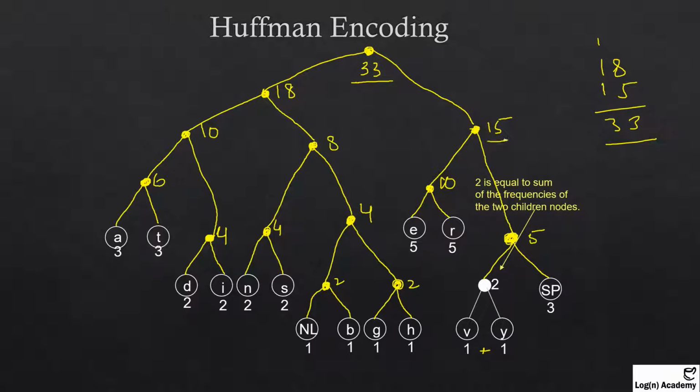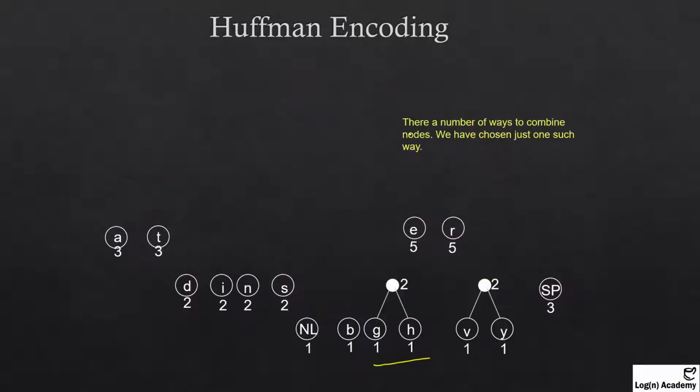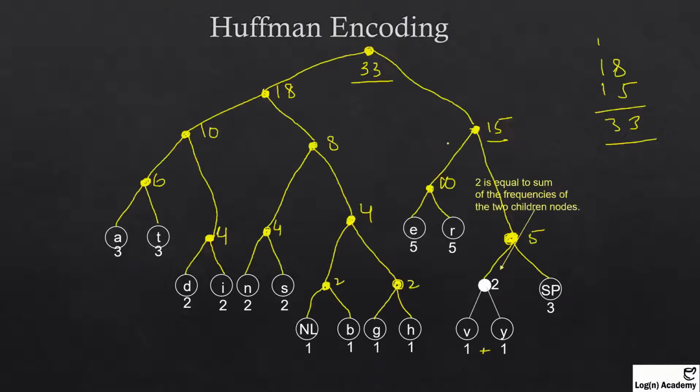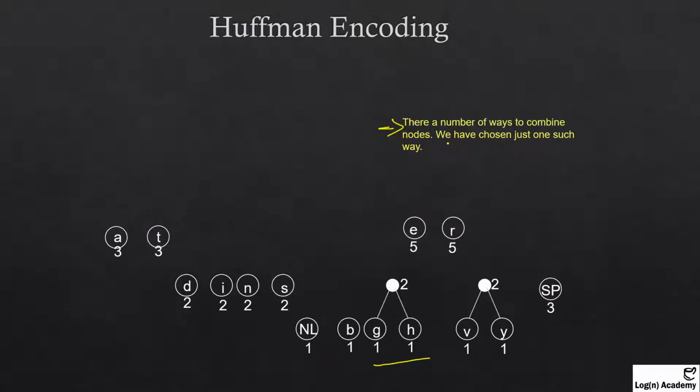Okay, so you can make connections differently, but you need to take care that the total should be equal to the size of the phrase. There are a number of ways to combine nodes. We have chosen just one such way, and to prove this, you just saw the way I connected is different than the one which I showed, right?